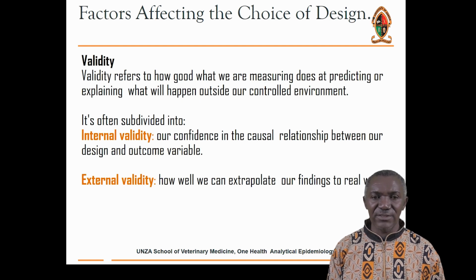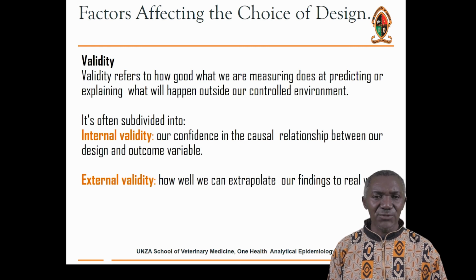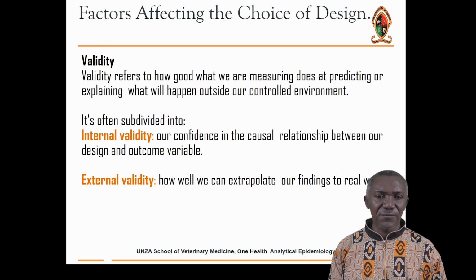So that has to do with internal validity: how well the factor correctly predicts the outcome. But when it comes to external validity, the results that you got in the lab with high internal validity may be different when you take them to the real world. So external validity is how well we can extrapolate our findings to the real world. So you find that studies in which the findings can be well extrapolated to the real world have high external validity.